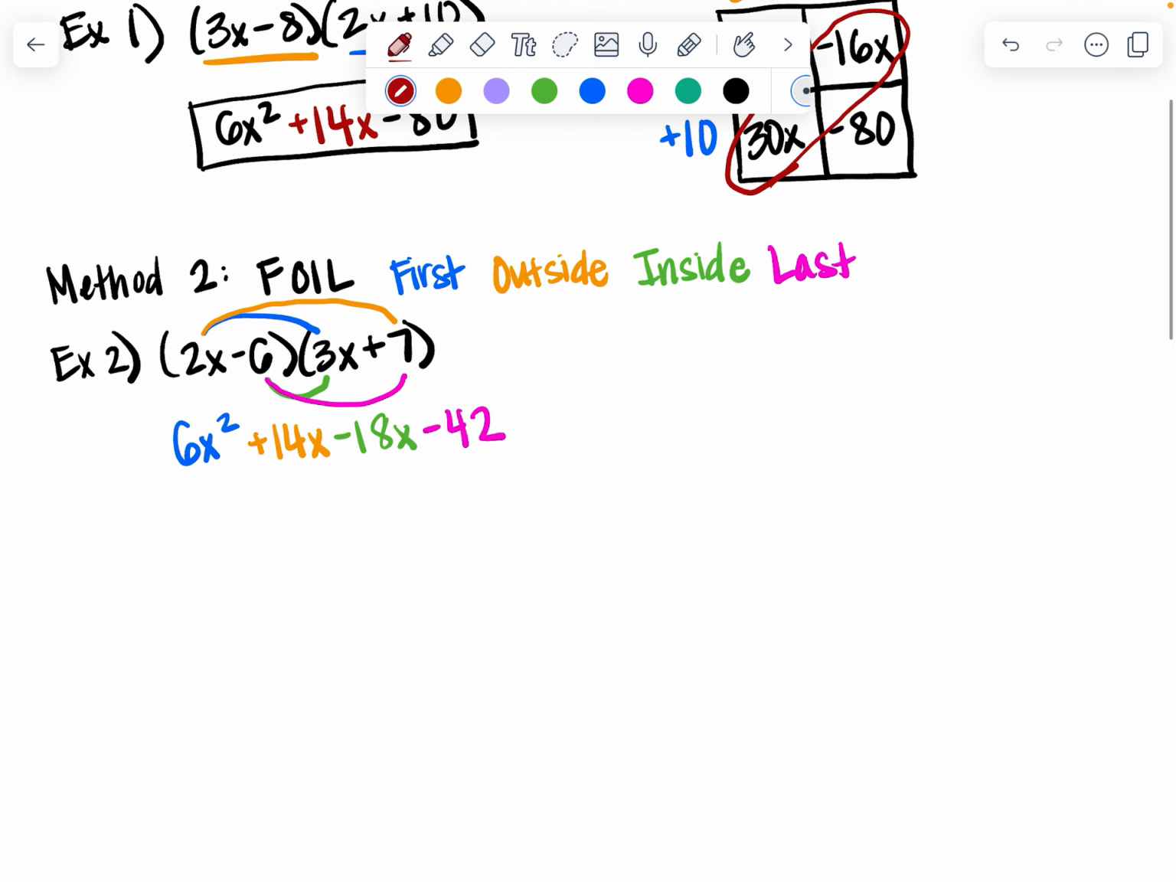Now I just combine the like terms, 14x and negative 18x. So my final answer is 6x squared minus 4x minus 42.